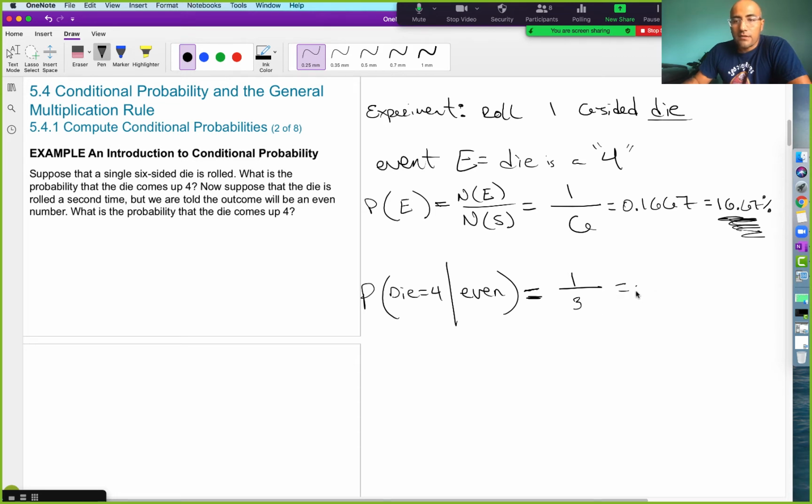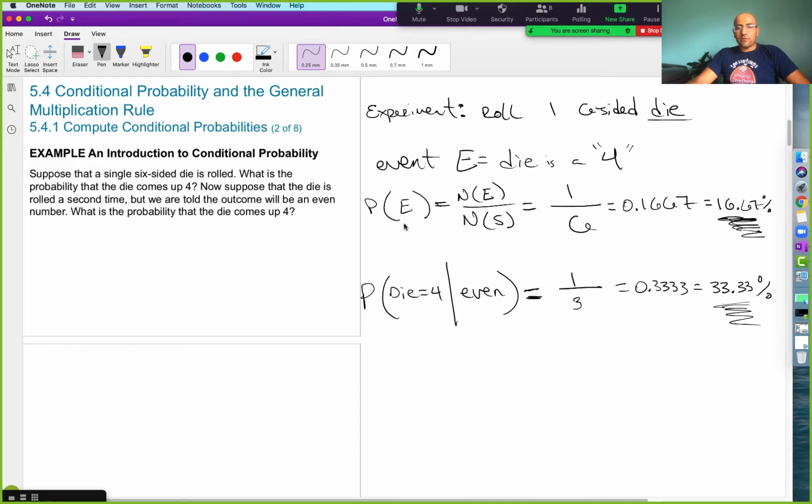So my odds are really 0.3333, which turns into 33.33%. Instead of having a 16% chance of winning, now I have a 33% chance of winning. Putting in this trick die here has increased my odds of winning. Does that make sense? Any questions? So, knowing that this happens affects this thing.